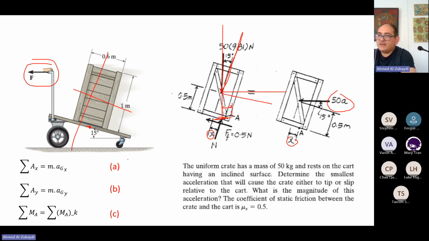Now, these are the three main equations we're going to use. We use this one because there's no rotation for the part. It's just fixed, moving linearly. So there will be no omega, no alpha, no IG.